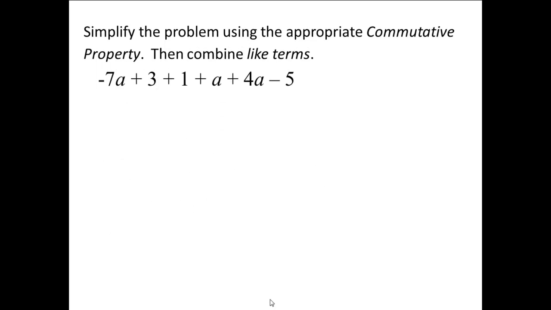Simplify the problem using the appropriate commutative property, then combine like terms. The commutative property allows us to switch terms, switch the order in which they are written, as often as we like.